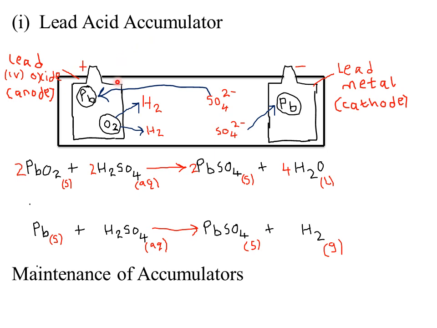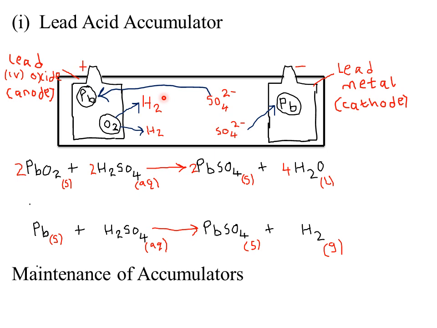Now a 12 volt lead acid accumulator has 6 cells connected in series. So a lead acid accumulator simply has 6 cells which are connected in series.